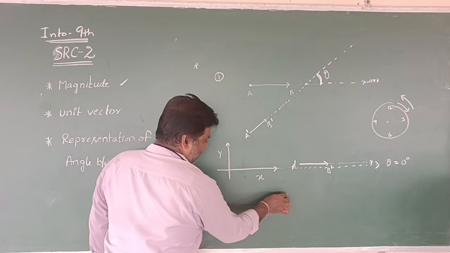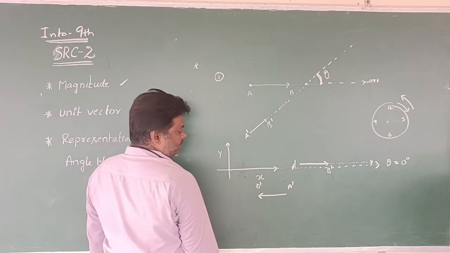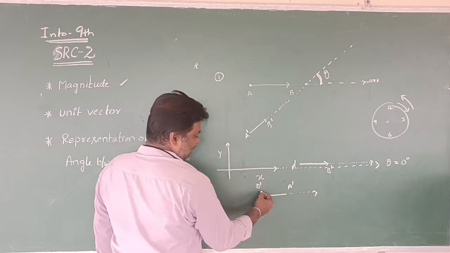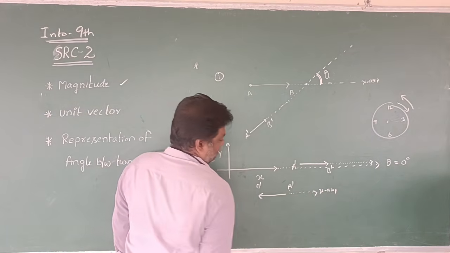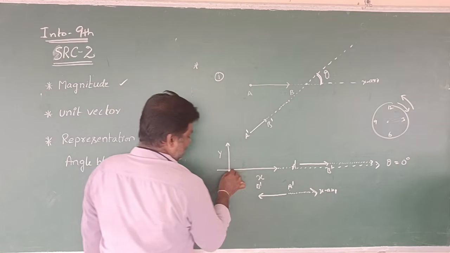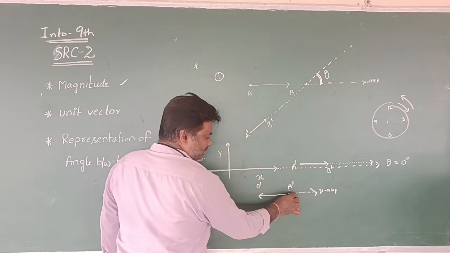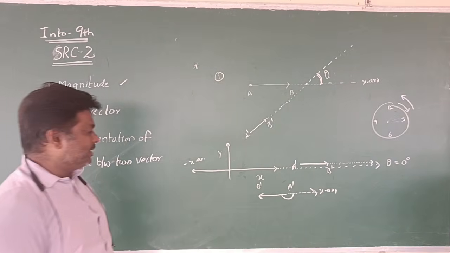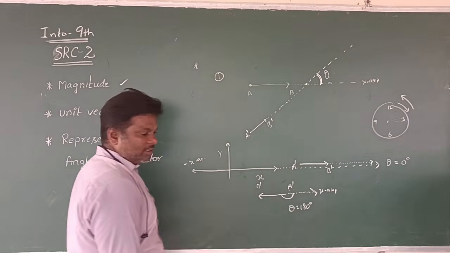Suppose this A prime, B prime is in this direction, A prime and then B prime, and your x-axis is in this direction. What is the angle between A prime, B prime and the x-axis? This is the x-axis, right? Here they are anti-parallel. One is going along the positive x-axis and the other is showing its direction along the negative x-axis. They are not parallel, they are anti-parallel. Theta is equal to 180 degrees.